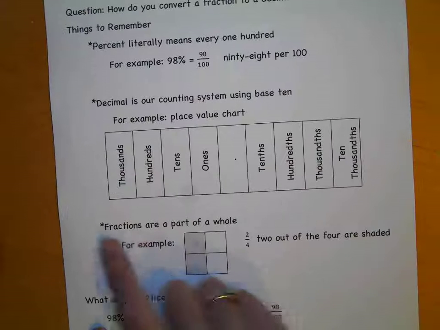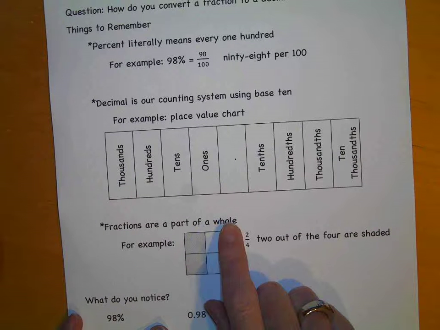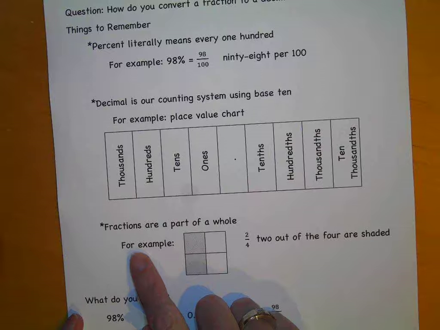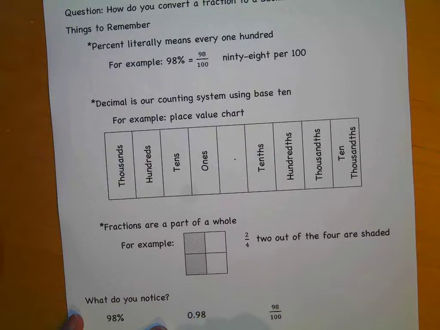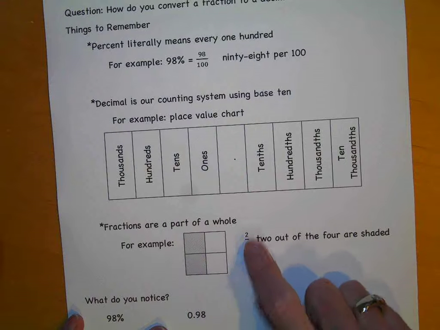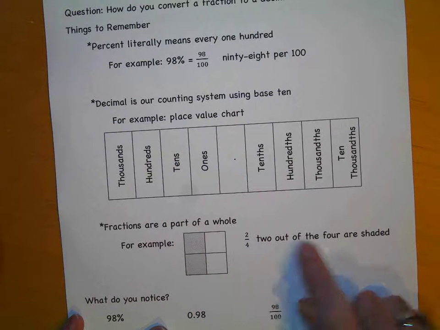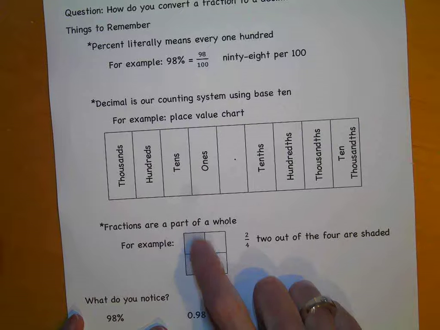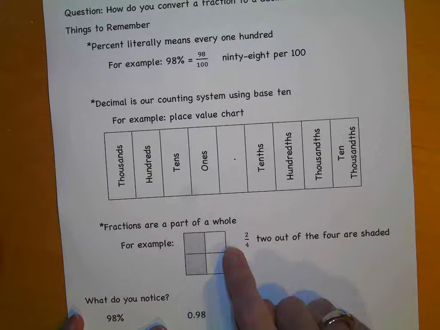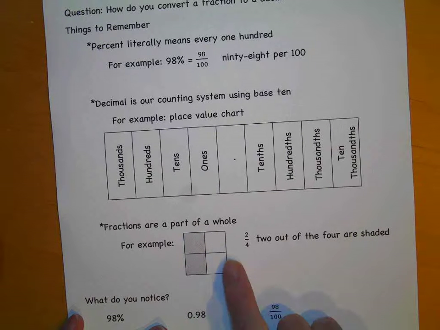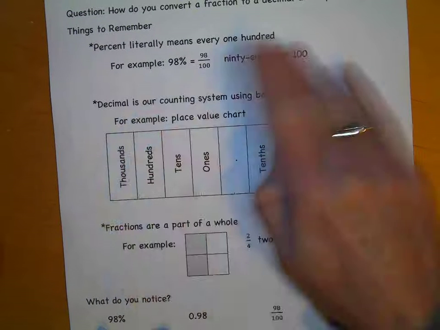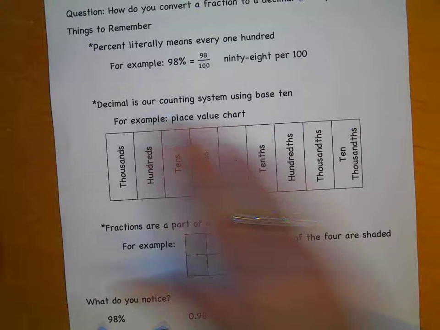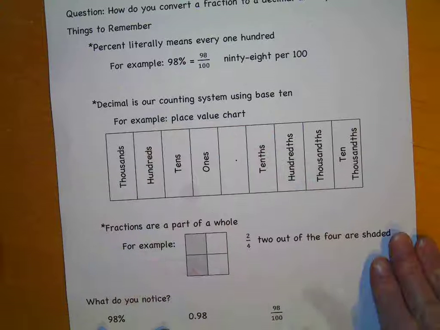Okay? Fractions are part of a whole, so it's a piece of the whole. For example, if you saw a picture that looked like this, what would be the fraction that you would tell me? You would tell me that 2/4, or 2 out of the 4, are shaded. So 2 out of all 4 are shaded. So it would be 2/4. Okay? So that's fractions.